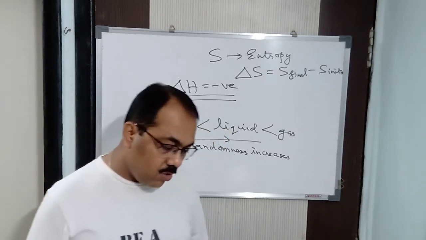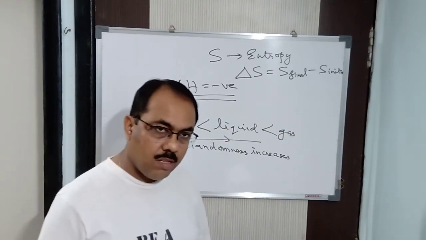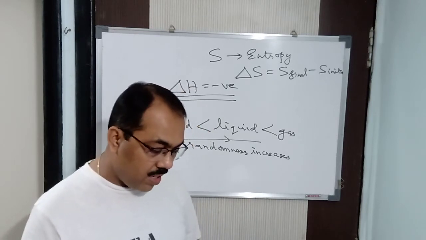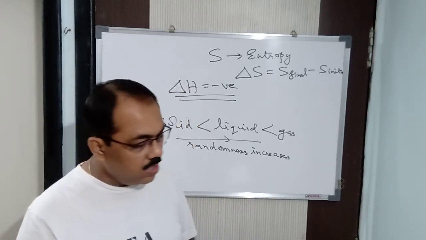Now if a system undergoes change from initial to final state, then it's this. Suppose for any chemical process, we can use this particular formula.